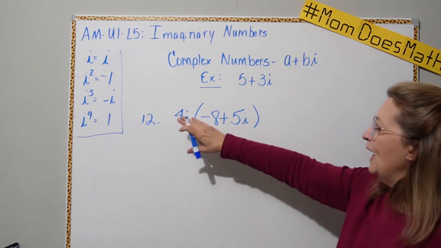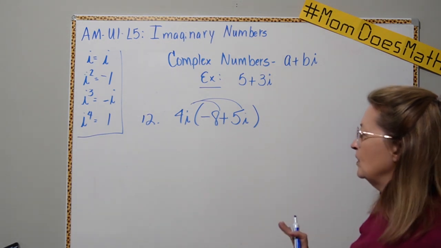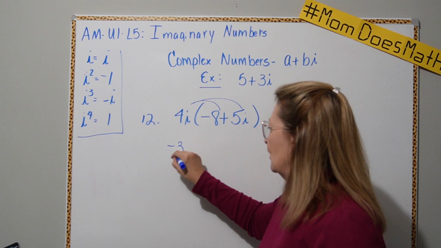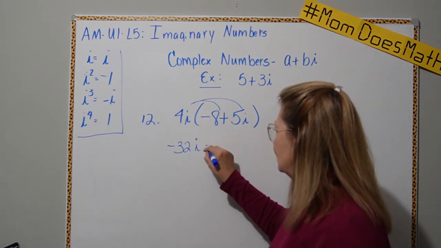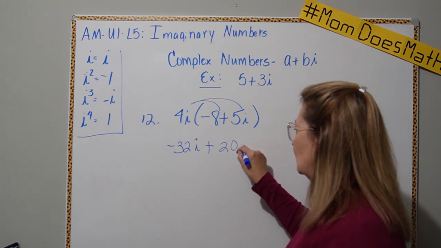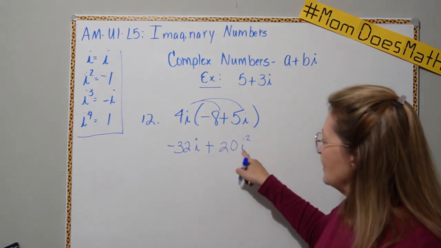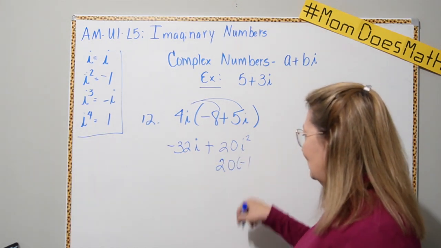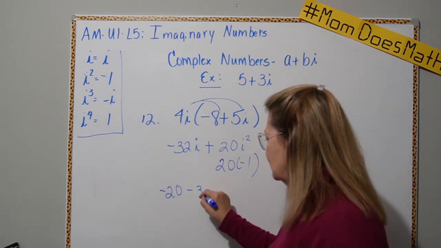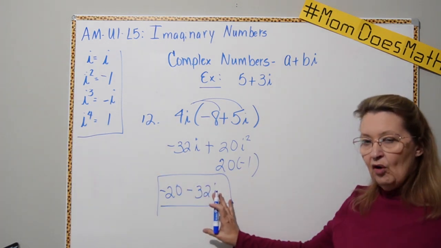Okay, number 12, I need to distribute this 4i into this set of parentheses. So 4i times negative 8 is going to be negative 32i. All right, 4i times 5i is going to give me 20, what? i squared. Now, I can't do anything with this, but what is i squared? Well, that's negative 1. So now you have negative 20 minus 32i. And standard form is where the i part is on the end.